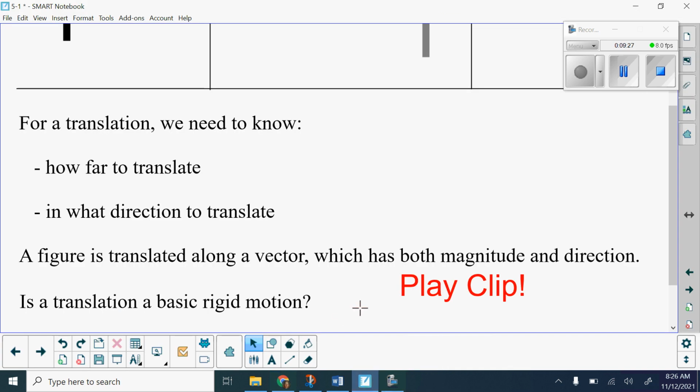All right, so hopefully that helps you remember that a vector has both magnitude and direction. So is a translation a basic rigid motion? Yep, it preserves that size and shape, distance and angles.